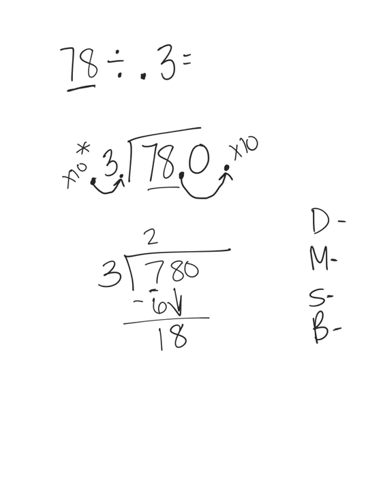Okay, let's start it over again. 3 goes into 18 6 times. 6 times 3 is 18, and subtract. Now don't forget about this little 0 over here. You still have to bring that 0 down.